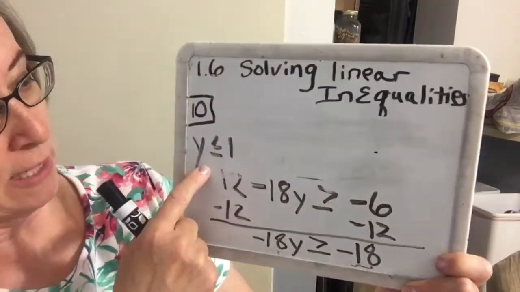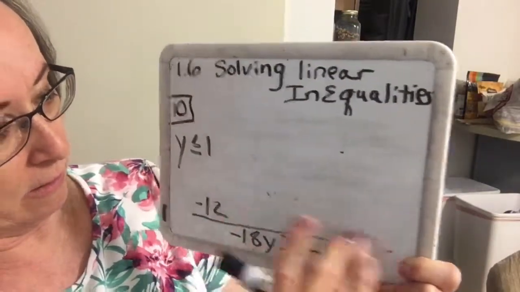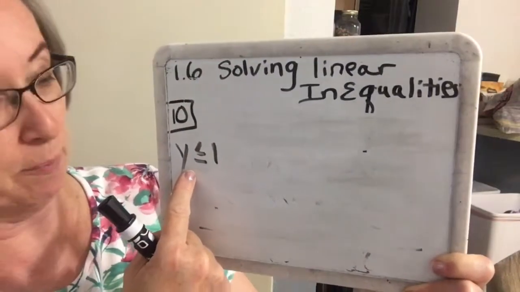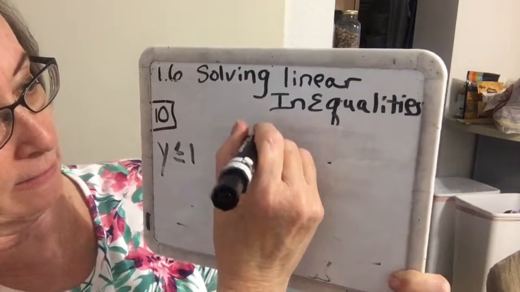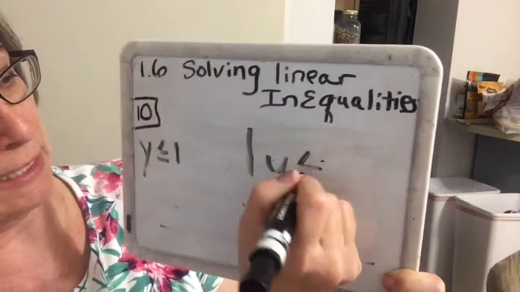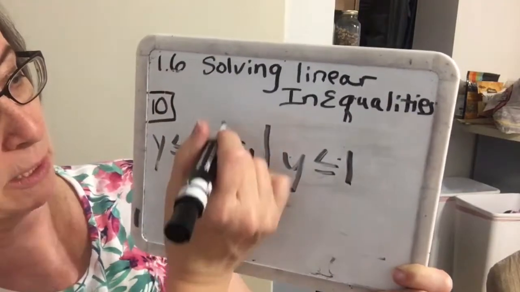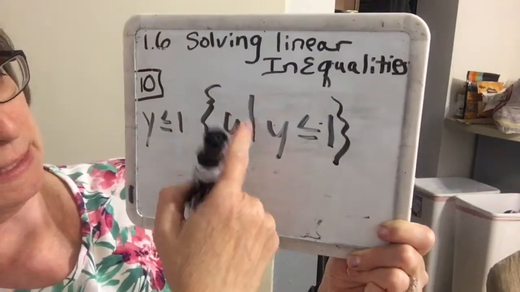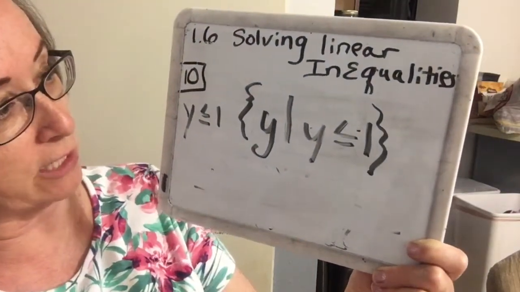So now remember, to get to set notation, all we have to do then is just take this one and plug a little line in front of it, right? So we're going to have y less than or equal to 1. And then on the other side of the little line, we're going to put a y such that y is less than or equal to 1. That's all there is to it for set notation.